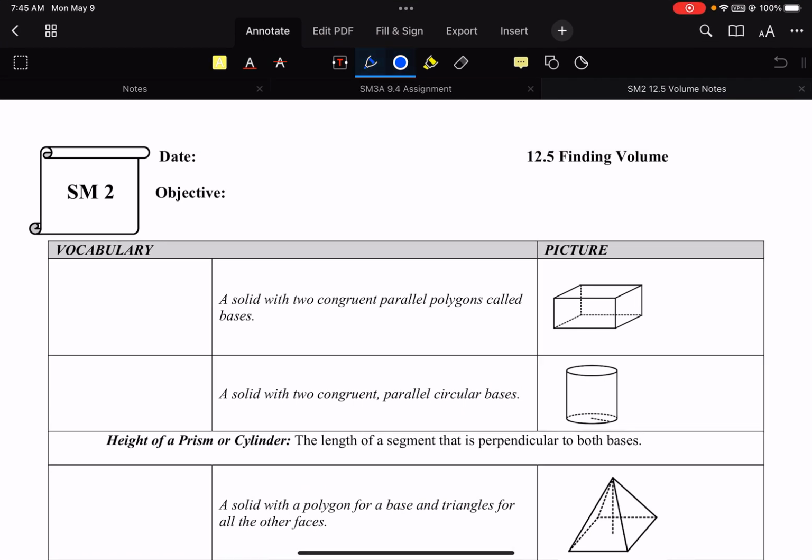Okay, today we're going to do 12.5, which is about finding the volume of a 3D shape. So remember that when we're looking at volume, we're talking about how much space is inside of something. So let's just go through some vocabulary really fast.